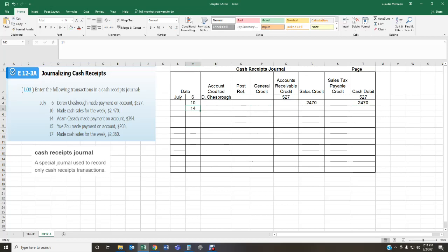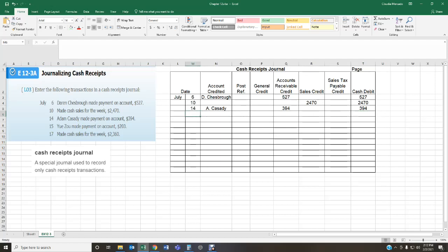Okay. On the 14th, okay, let's see what happened on the 14th. Adam Cassidy made a payment on account, $394. So we're going to identify the name of the customer. This is A. Cassidy. And it says here, a payment on account. So Cassidy owed us some money and now he's making a payment of $394. I'm going to record that under my credit for accounts receivable of $394. And what did we receive? Well, if Adam made a payment towards us, then we are receiving cash of $394. So cash gets debited $394, accounts receivable gets credited $394.